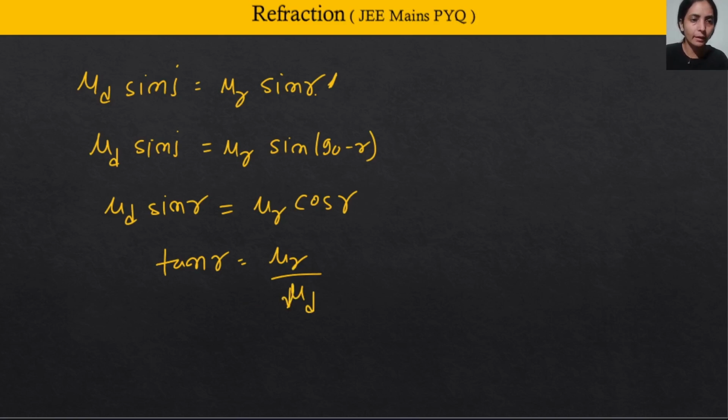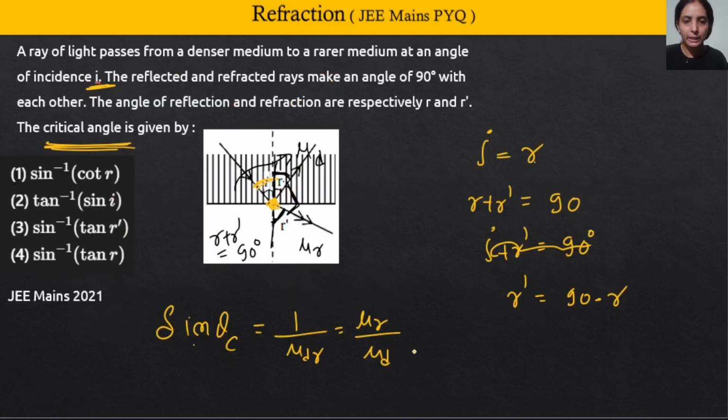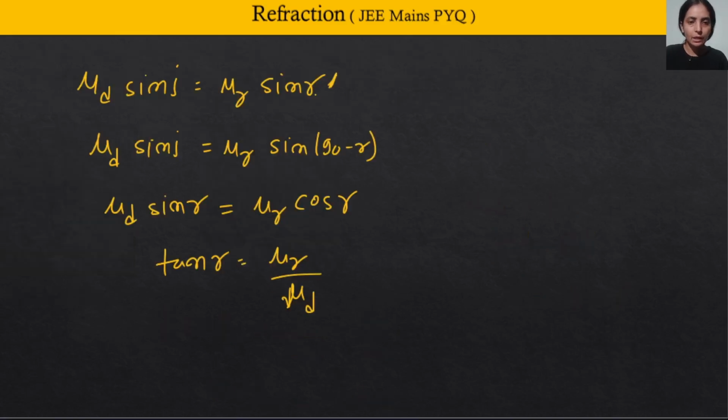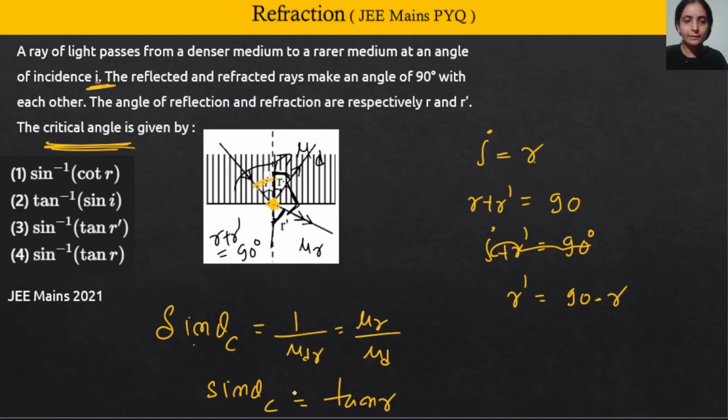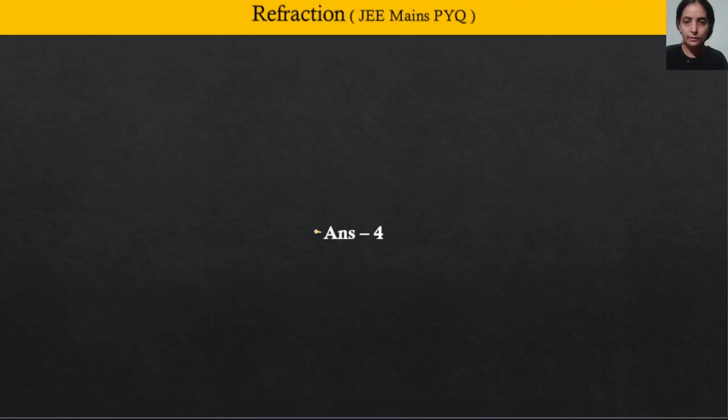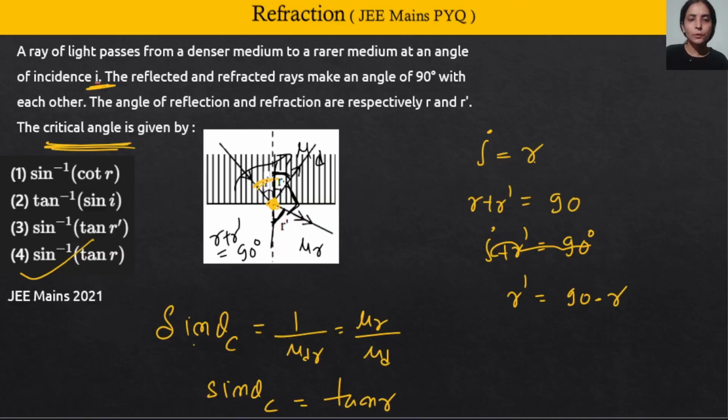This is tan r. And here we just have to do mu r by mu d, right? Done. So sin theta c is equal to how much? This is equal to tan r basically. Correct? This is tan r. So what will be the value of theta c? Sin inverse tan r. So the fourth option looks correct. Let us check. Yes, it is correct. So we didn't have to do anything.